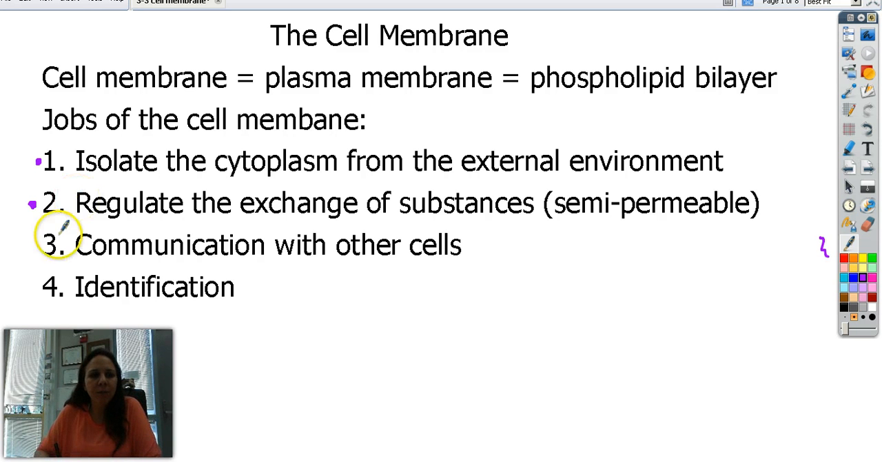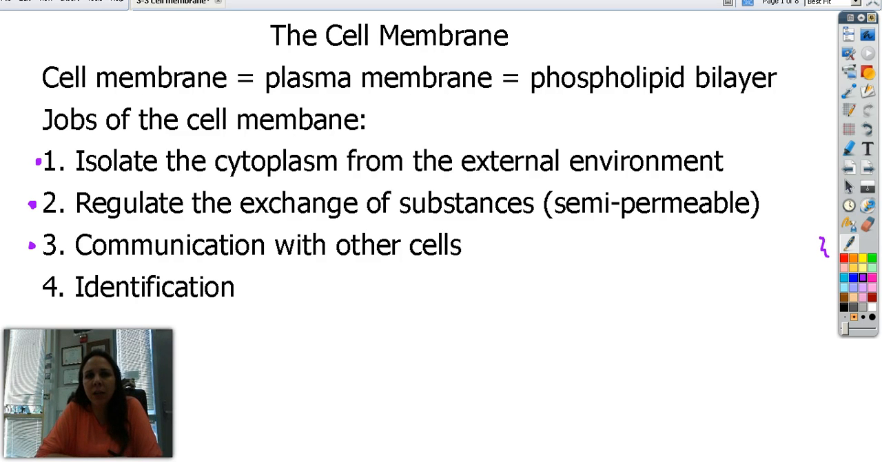The third thing that the cell membrane can do is to communicate with other cells. Your body has a way of knowing when there's a cell in it that doesn't belong to it, like a bacterial cell or a virus. And so your body has a constant checking system to say, okay, you're my cell, you're not, and that helps to keep us healthy.